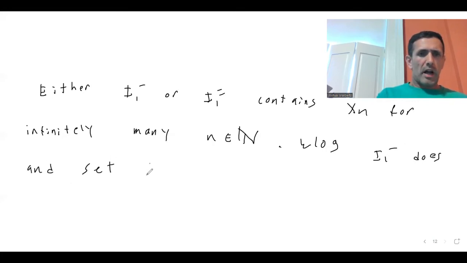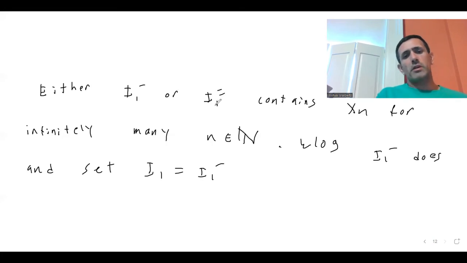And let's set I1 for my nested interval theorem to be I1 prime. If I2 prime does, then set I1 to be I1 second prime. If both of them do, then we don't care which one you pick. Let's just say it's I1 prime. It really doesn't matter.